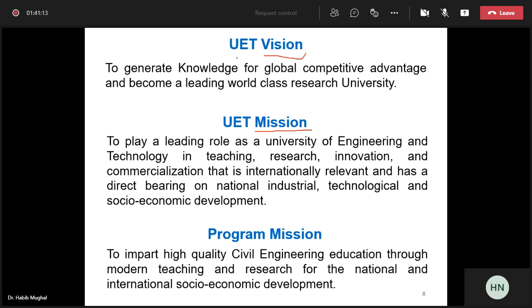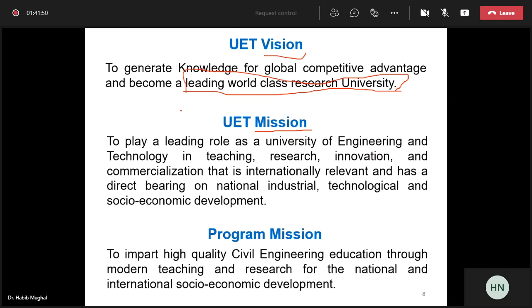Okay. For example, what is the UET vision? To generate knowledge for global competitive advantage and become a leading world-class research university. What do you think? Is UET a world-class leading research university? Kya khayal hai? What do you think?